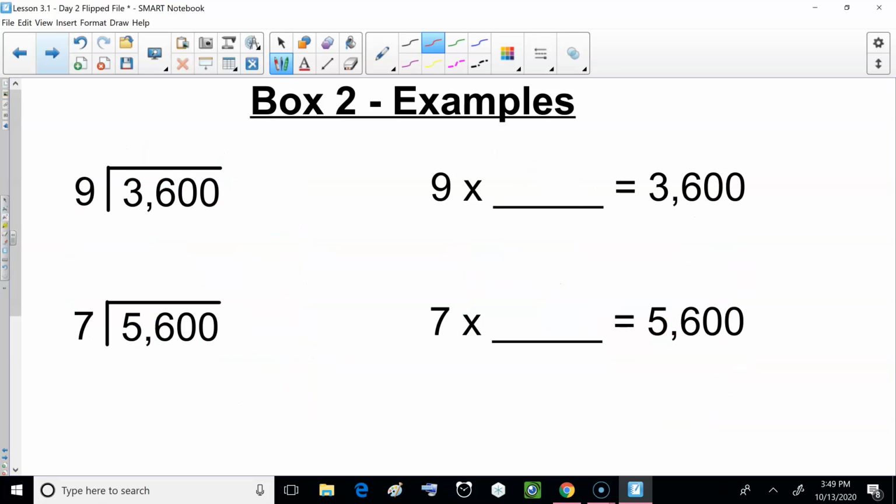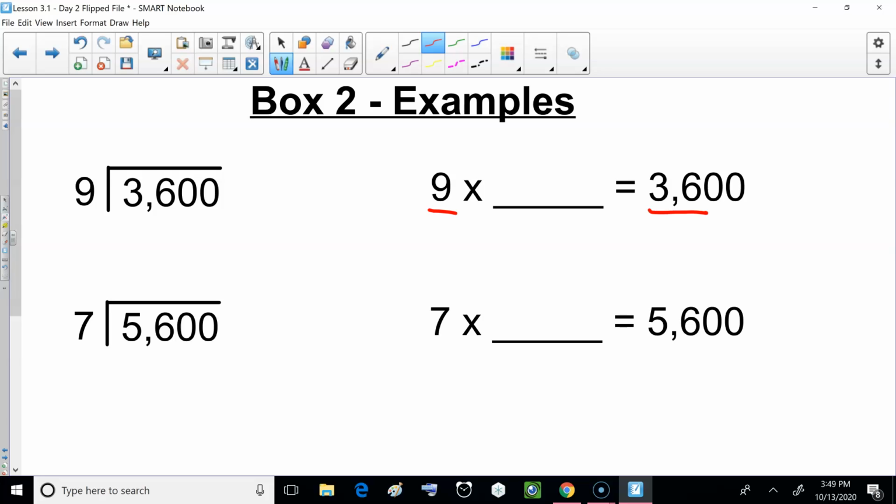So now we're getting to these bigger problems. Like I said, 9 divided by 3,600. I'm thinking, wow, it's a big problem. But we can think about using multiplication. Well, 9, and I'm not going to worry about the zeros. I'm thinking about 36. Well, 9 times what would equal 36?